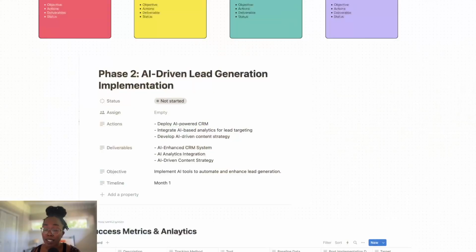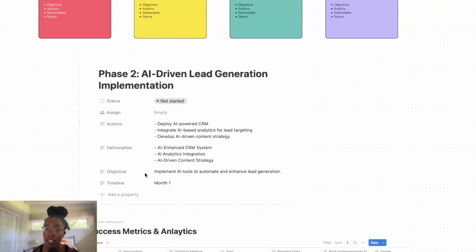So now I have a real life example of what phase 2, for example, would look like when I'm working with a client. And phase 2 is the AI-driven lead generation implementation. So let's just say that is what phase 2 is here in this example. Essentially, what we're going to do is we're going to deploy an AI-powered CRM.